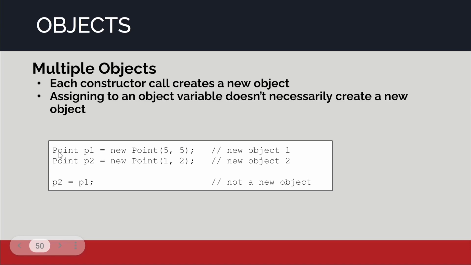We create one point, we assign it to an address that has the label P1, and then we create another point and we assign it to an address that has the label P2. And now, if we say P2 equals P1, what have we done? Well, what we've done is we now updated this address to now, instead of pointing at this object, it points to the object that was at P1, which is now this object.